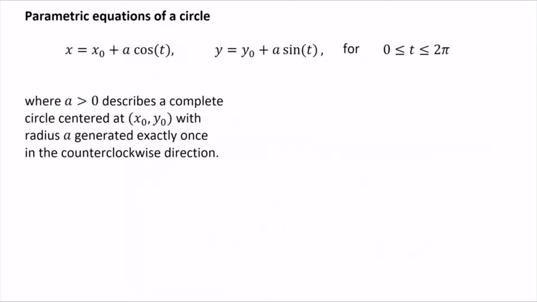It is common to use b equal to 1 and a positive when parameterizing a circle. Thus, x equals x naught plus a cosine t, and y equals y naught plus a sine t for 0 less than or equal to t less than or equal to 2 pi, where a is positive, will describe a complete circle centered at (x naught, y naught) with radius a and generated exactly once in the counterclockwise direction.